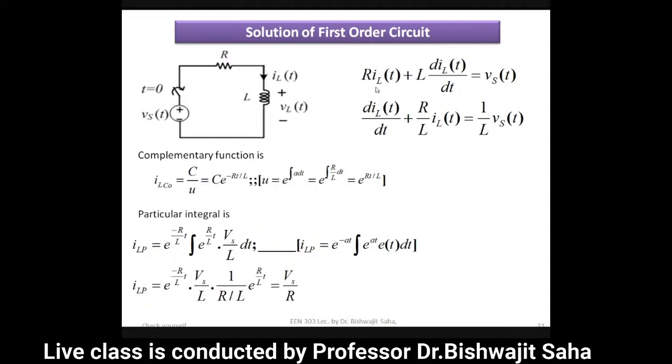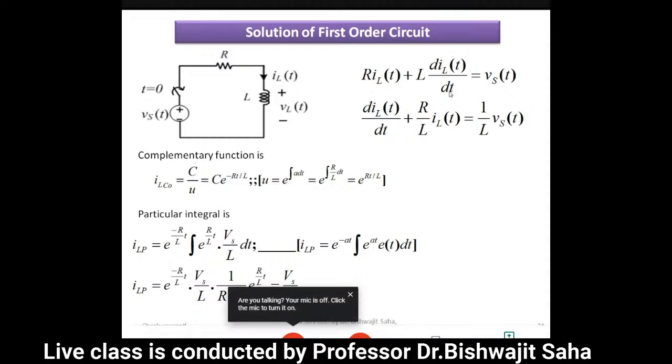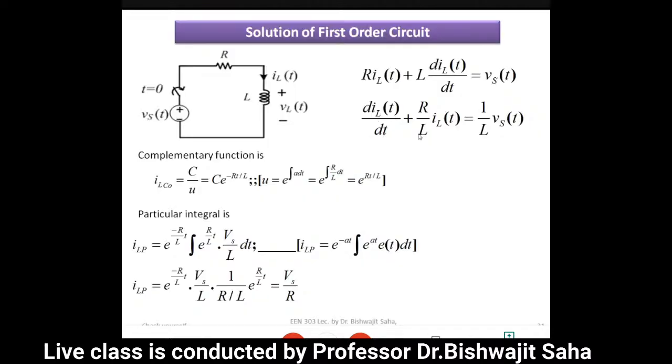One is R IL of t plus L dIL of t divided by dt equals Vs of t. That means when the circuit is closed, not at open mode, it's closed mode. After rearranging, you find dIL of t by dt plus R by L IL of t equals 1 over L Vs of t. So from this second equation, you can find that yes, this is a first order circuit.